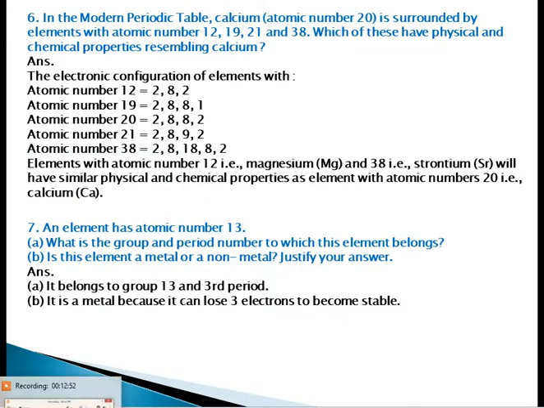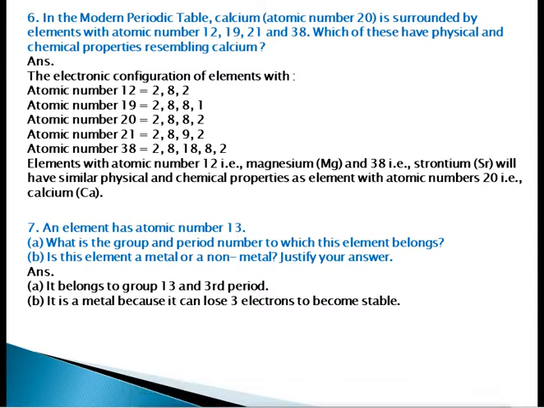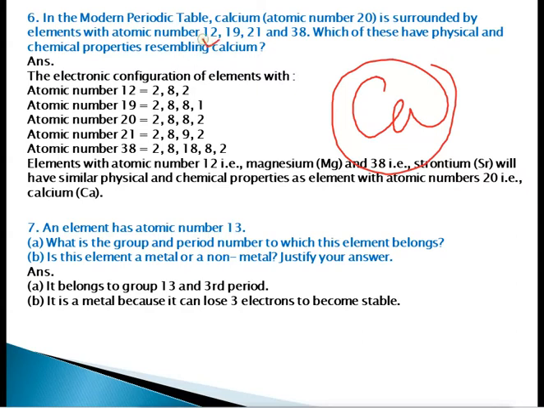In the modern periodic table, calcium, which has atomic number 20, is surrounded by elements with atomic numbers 12, 19, 21 and 38. Which of these have physical and chemical properties resembling calcium? We have to say which element will be similar to calcium. For this, what do we have to do?